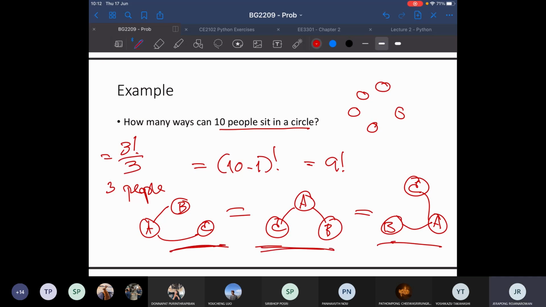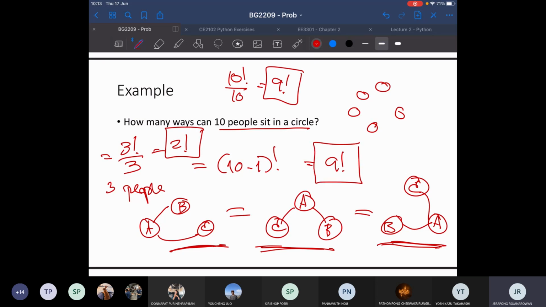3 of these, they are duplications. You are not going to subtract them. You have to divide them. So in this case, 3 factorial divided by 3, we know that is 2 factorial, right? If you have 10, it's going to be 10 factorial divided by 10, which is 9 factorial. This is the reason why you get 9 factorial.